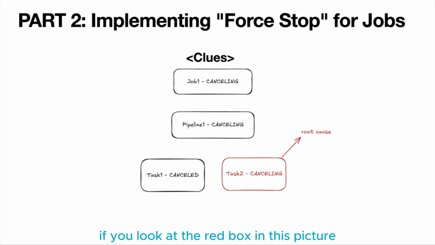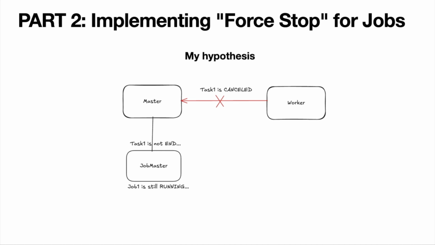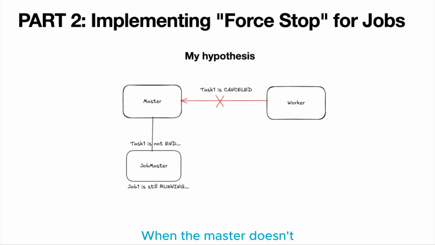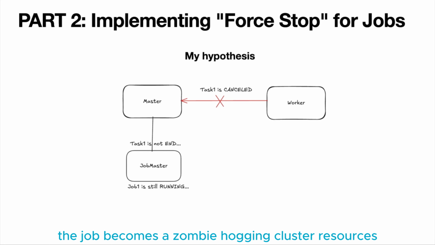If you look at the red box in this picture, you will notice something strange. One task is in the cancelled state, but another task is still stuck in cancelling. Why would the states be inconsistent? My hypothesis was the status report from the worker to the master was lost or dropped. When the master doesn't receive a final confirmation from the worker, it keeps the job in canceling forever. The job becomes a zombie, hogging cluster resources.